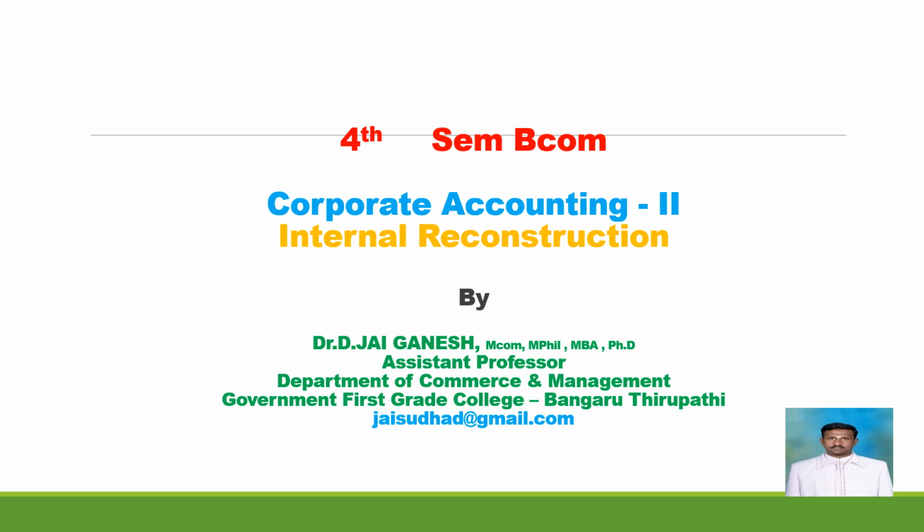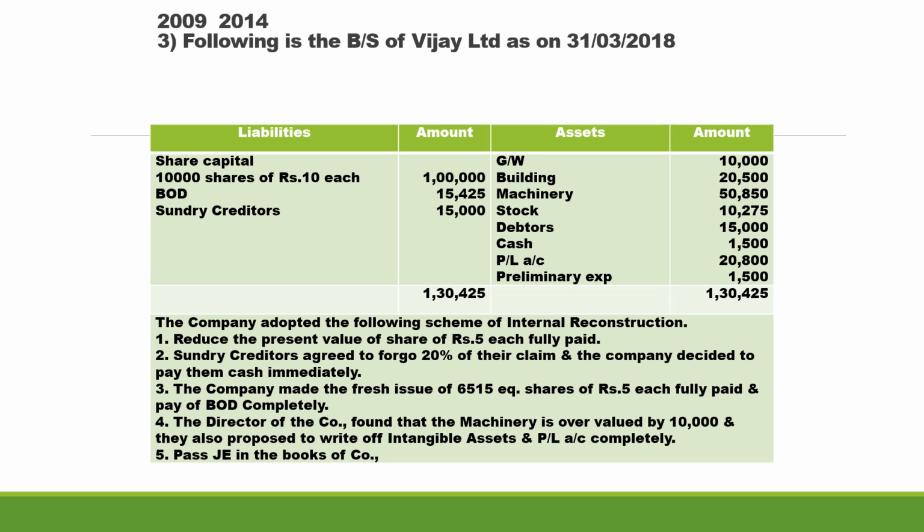Today we are going to solve the third problem in case of internal reconstruction. The following is a balance sheet of Vijay Limited as on 31/3/2018. We have share capital, 10,000 shares of rupees 10 each, 1 lakh, BOD 15,425, sundry creditors 15,000. Then we have goodwill, building, machinery, stock, debtor, cash, PL account and prelim expenses.